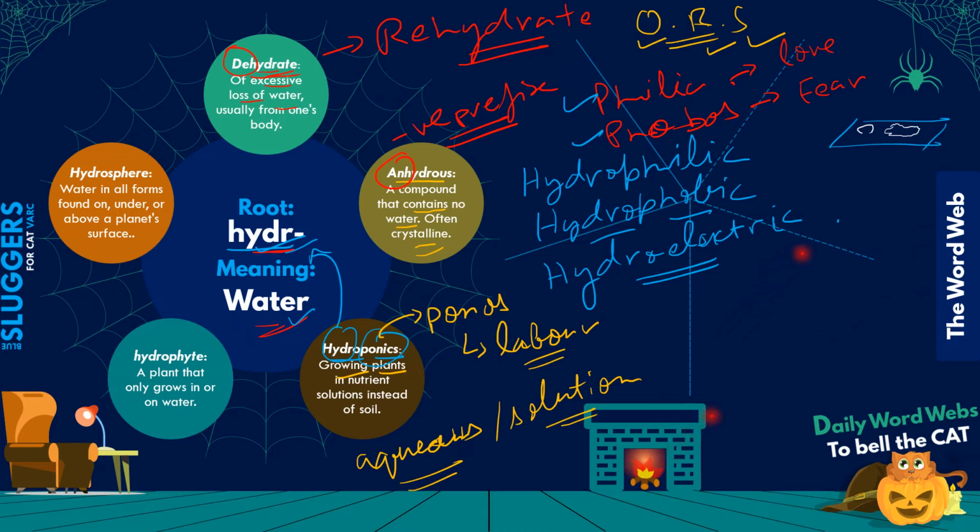Let's move on to the next one, which is hydrophyte. Guys, hydro, again, the first part comes from your core root. The second part, phyte, is basically a root for plant. Okay, it comes from the Greek term P-H-U-T-O-N, that stands for a plant. And hydrophyte is basically a plant that only grows in or on water. Any plant that grows on the surface of water or inside the water, right? So that will be a hydrophyte for you.